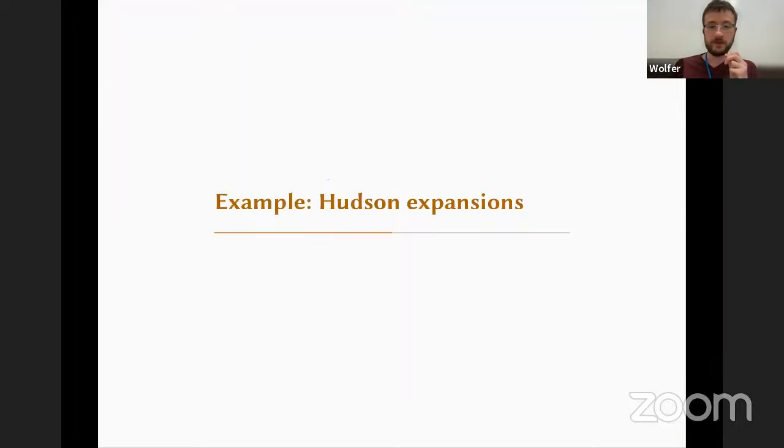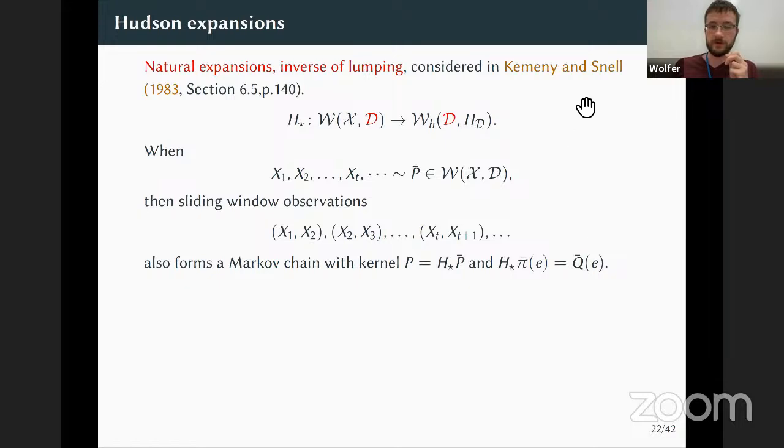To give an example, we can go back to the book of Kemeny and Snell in the 80s, where they have their own ideas of what a natural inverse of lumping should be. And they turn these into Hudson expansions. And here's their definition. So consider a set of observations from the Markov chain P bar, x1 to xt. And you can consider the sliding window of observations. Right? So first you take the first pair, then you take x2, x3, then x3, x4, etc.